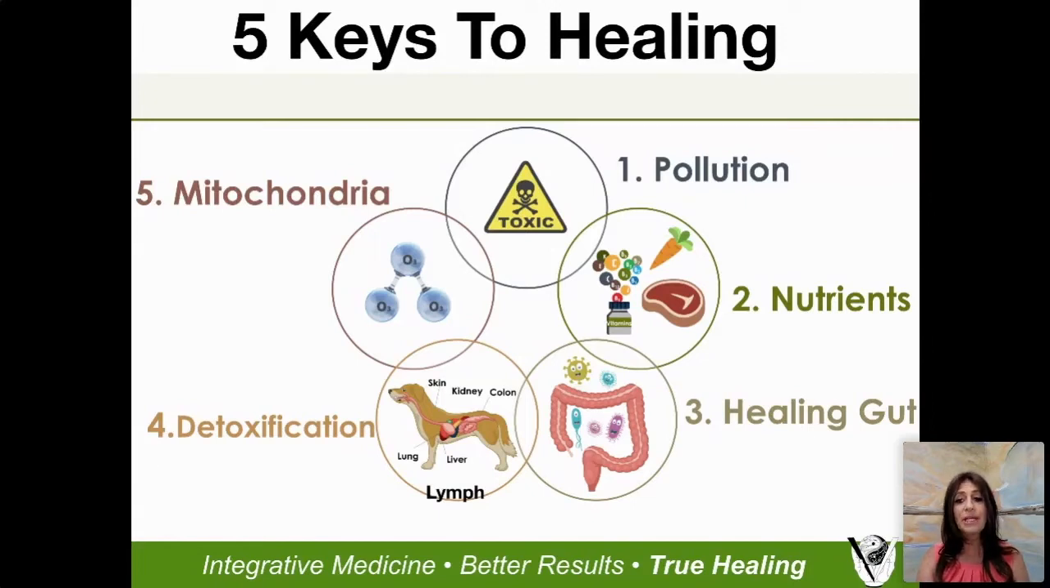Our third step is to make sure we're healing the gut. Those tight junctions, we want to tighten them back up and improve the cellular communication between the microbiome and the mitochondria. Our fourth phase is detoxification, and we detoxify all 6 organs of elimination: the kidney, the colon, the lungs, the liver, the lymphatics, and the skin. And ozone plays a major role in detoxification.